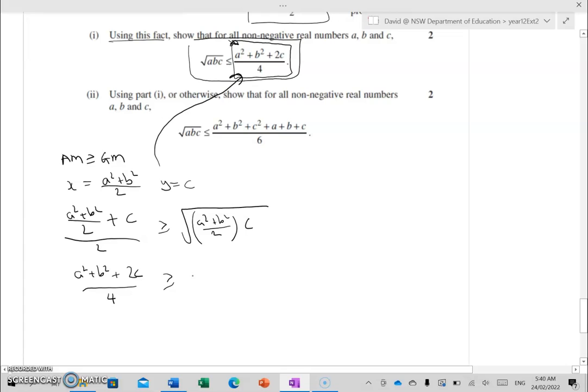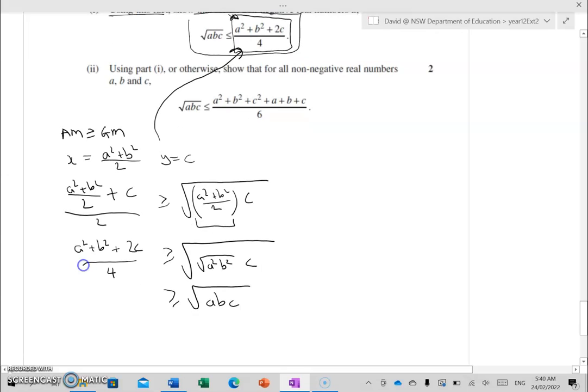The key thing was to note that this bit here, we can use the AM-GM result again. So if you do that, it's going to be greater than or equal to the root of the product here of a squared b squared. Okay, and the root of a squared b squared is just ab. So this will be square root abc, and we've got the result as required. That was one method of doing it.